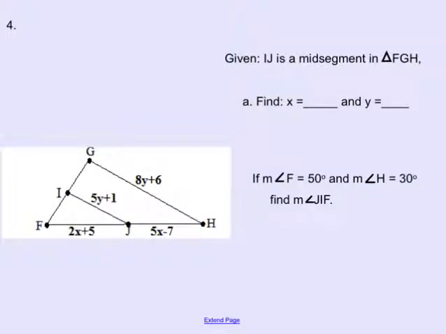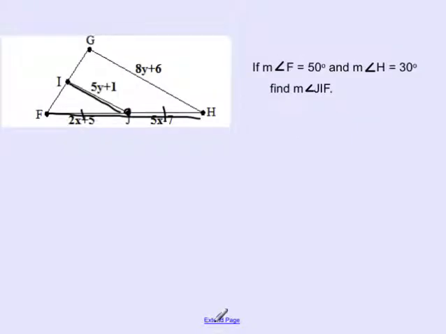Alright, let's take a look at number 4. It's given that IJ is the midsegment of FGH. So this right here is a midsegment, and we need to find x and y. First of all, that makes J the midpoint of this line FH. Since J is the midpoint, these two sides have to be congruent to each other by definition of a midpoint. So then we know that 2x plus 5 has to be equal to 5x minus 7.